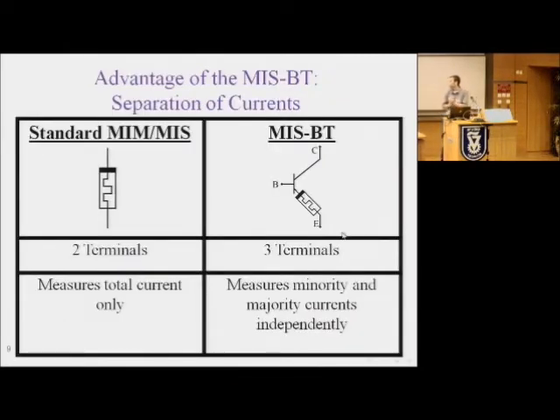So the advantage of this device over the standard metal-insulator-metal or metal-insulator-semiconductor structures that are used to measure resistive switching is that the standard devices are two-terminal structures, so they measure only the total current. In the metal-insulator-semiconductor bipolar transistor, we have a three-terminal structure, so we can separate the minority from majority carrier current. And the most interesting thing to study the conduction mechanism is the ability to monitor the minority carrier current.